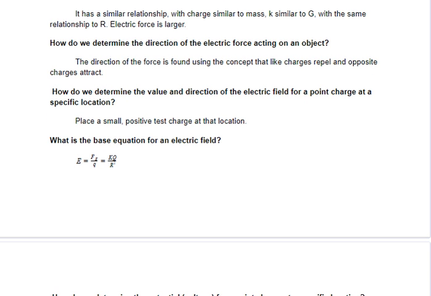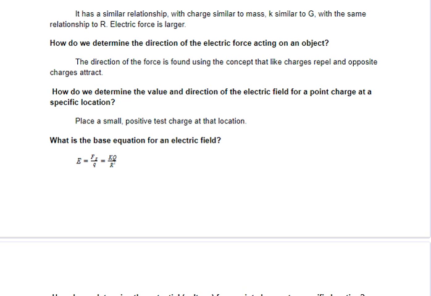How do we determine the value and direction of the electric field for a point charge at a specific location? Well, remember, we put a positive test charge at that location, and we see what's supposed to happen to it. If you have a big positive charge that you're measuring, then the positive test charge will get repelled away. It will be attracted if it's a big negative charge that we're testing. So remember, everything is always drawn from the perspective of a positive test charge.